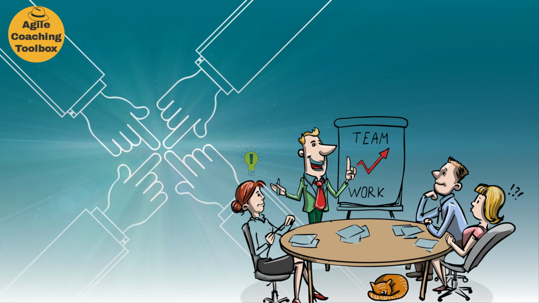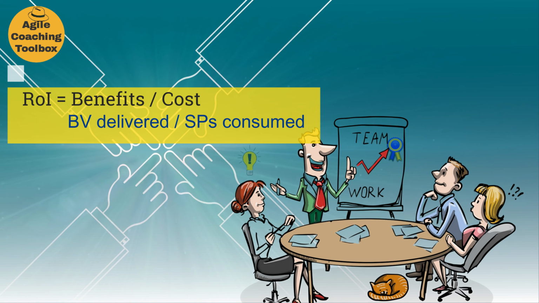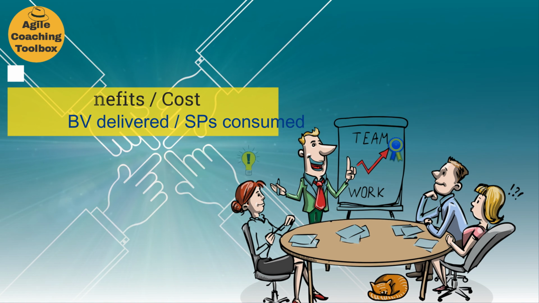In essence, we are tracking what value has been delivered to the customer. We can also calculate return on investment from this. ROI, or return on investment, is calculated as the net benefit divided by the cost. So here we can use the story points as the cost and the value of the features and functionalities delivered to the customers to get to that ROI that we are looking for.